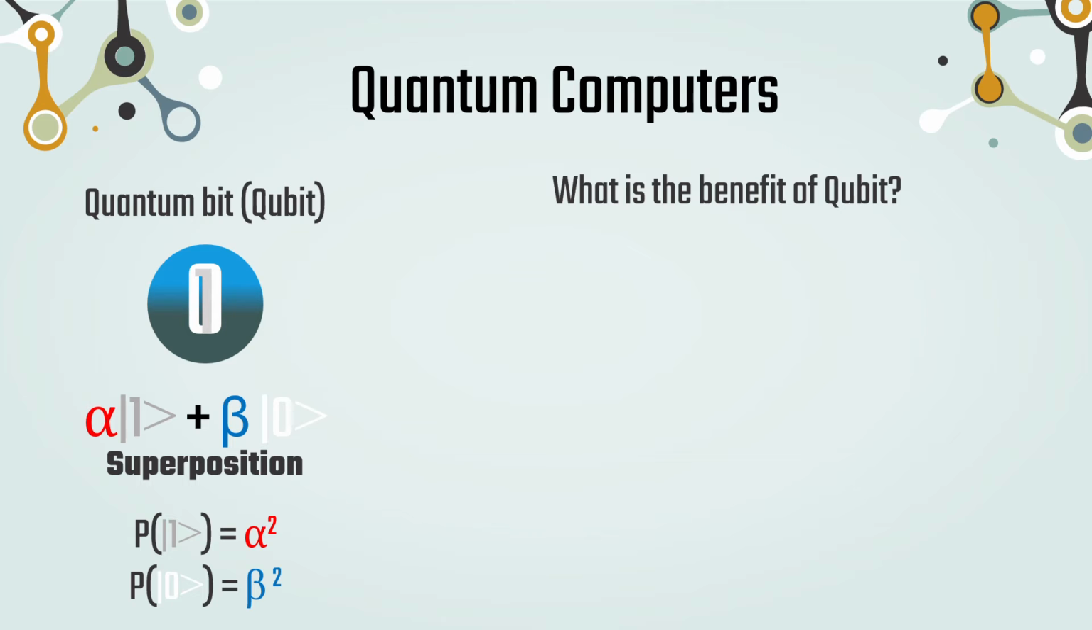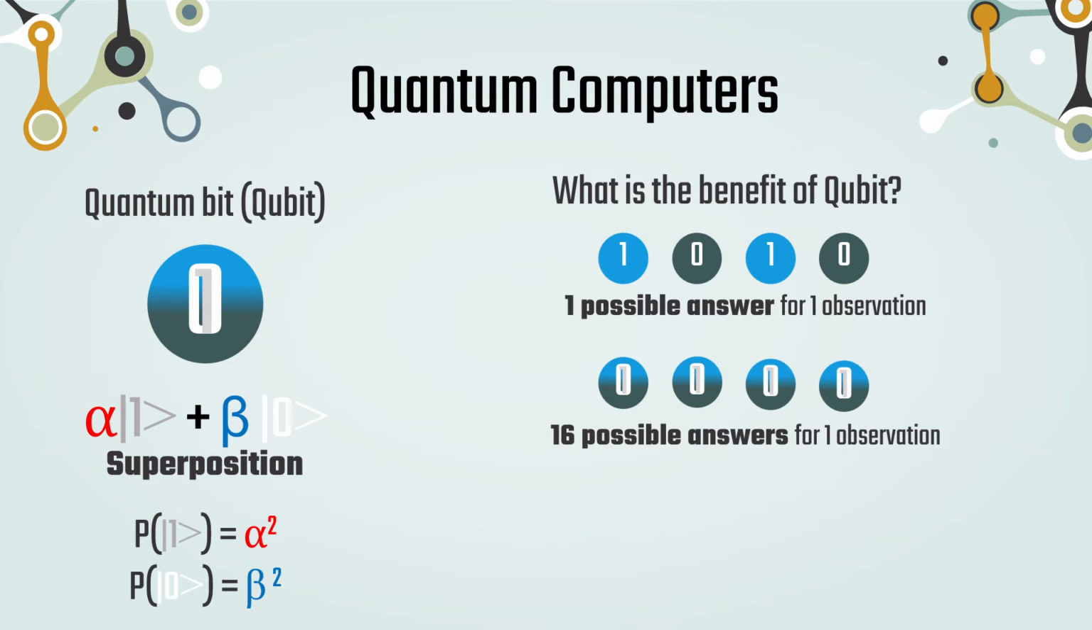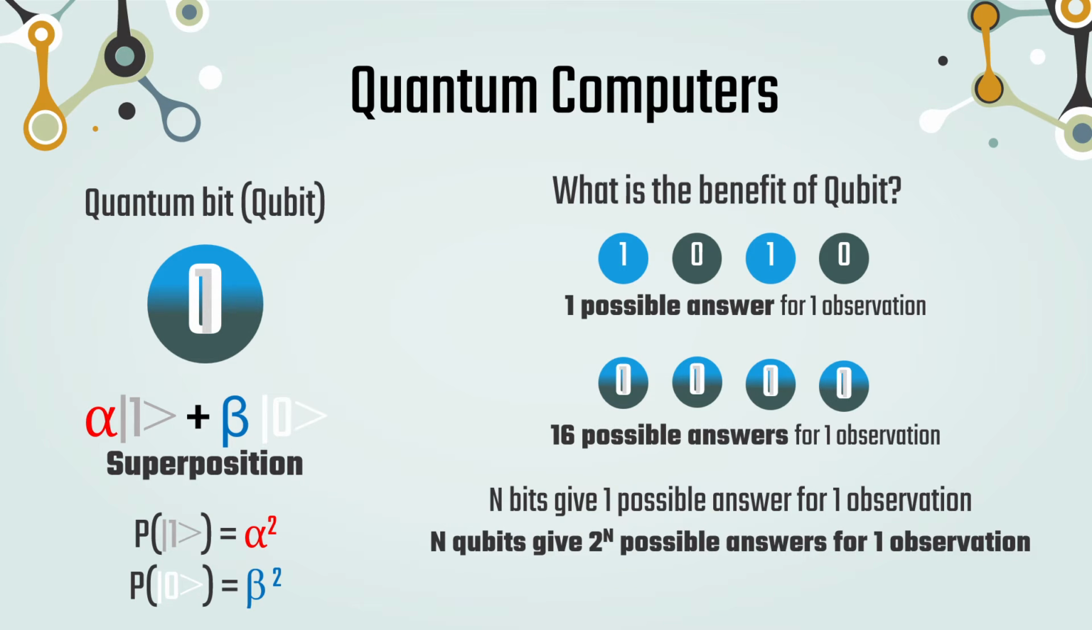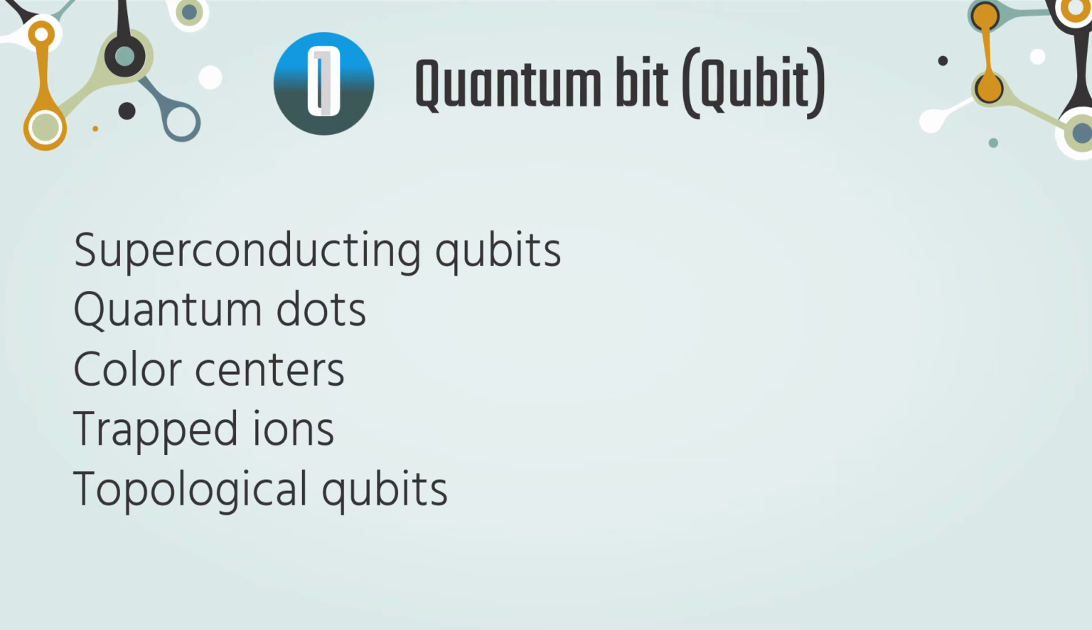So, what is the benefit of qubits? Imagine you have 4 bits, 1010. You can only have one possible answer for one observation. Then you have 4 qubits. Since each one can be both 0 and 1 at the same time, you can have 16 possible answers for one observation. If you have n bits, you get one possible answer for one observation. But if you have n qubits, it will give you 2 to the power n possible answers for one observation. This will exponentially increase the calculation power of computers.